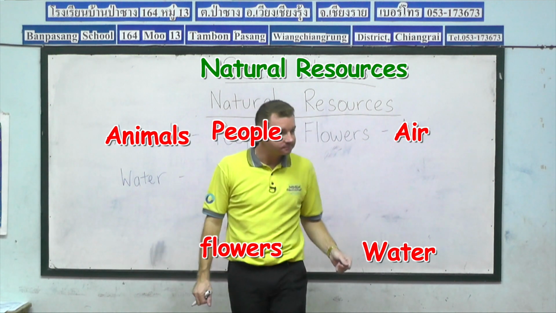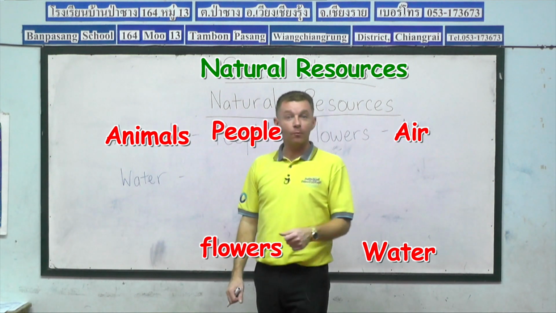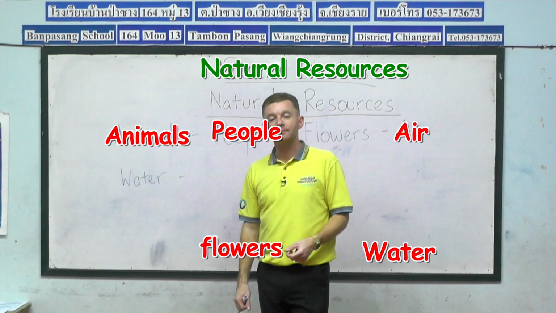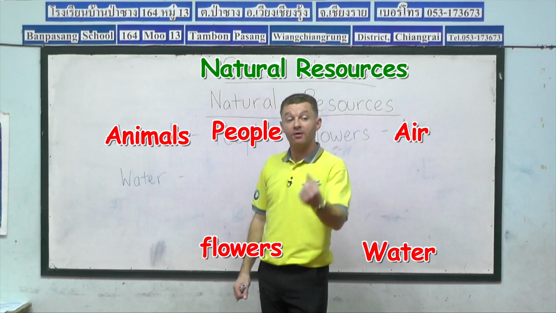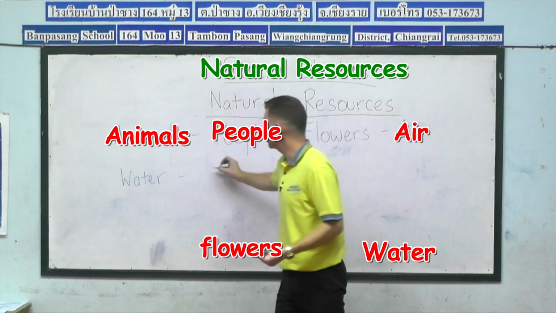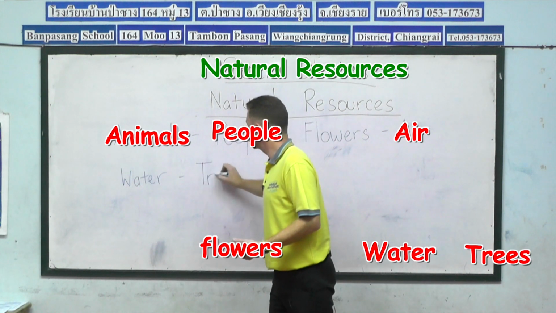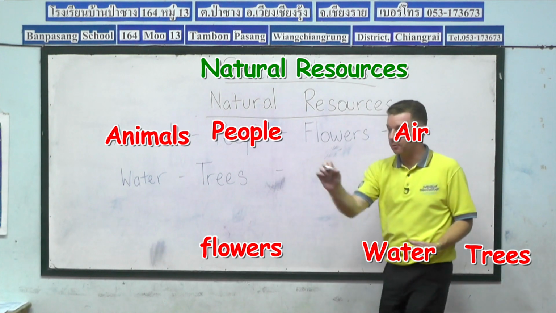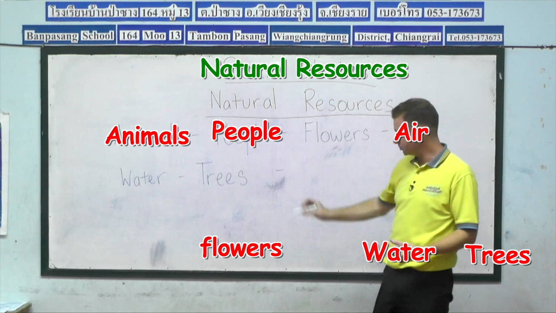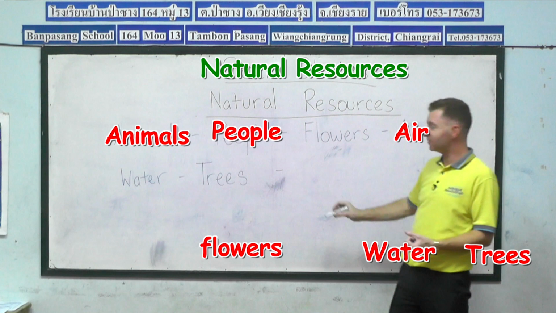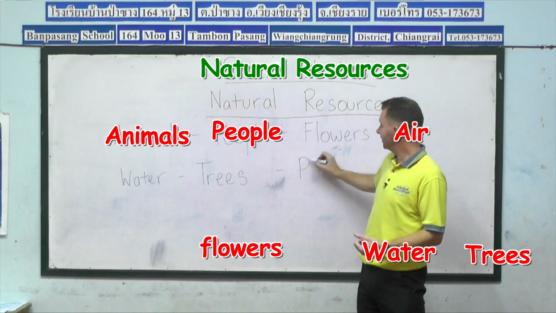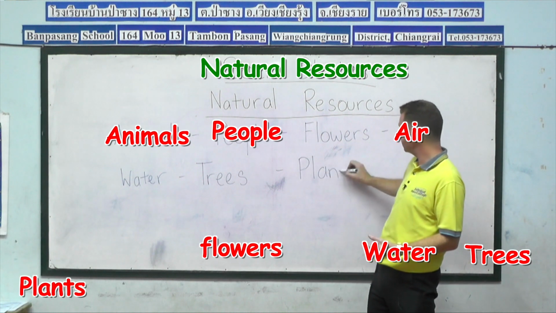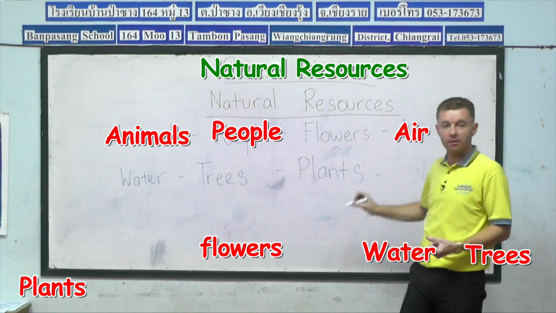Trees. Excellent. Where do trees grow from? Trees will grow naturally from the ground. Trees. Any more, guys? Pakbung. Plants, just like trees and like flowers too. Plants. These are all examples of natural resources. Excellent, guys. Any more? Brel?